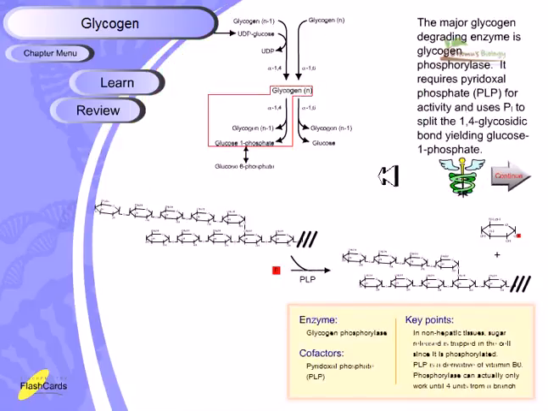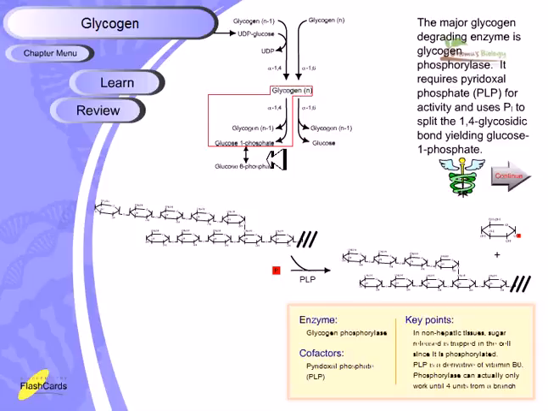The major glycogen degradation enzyme is glycogen phosphorylase. It requires pyridoxal phosphate, or PLP, for activity and uses inorganic phosphate to split the 1,4-glycosidic bond and produce glucose 1-phosphate from glycogen in each round of degradation. This glycogen phosphorylase has the cofactor pyridoxal phosphate, as we have seen here. This glycogen phosphorylase is in non-hepatic tissues. The sugar released is trapped in the cells since it is phosphorylated. Pyridoxal phosphate is a derivative of vitamin B6, which is pyridoxine.